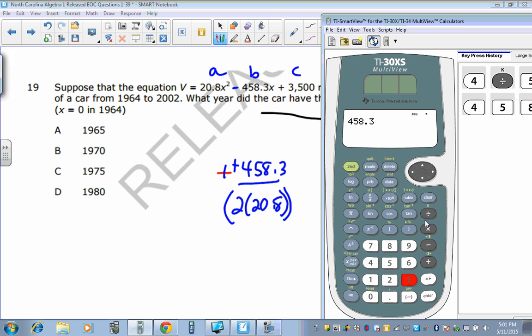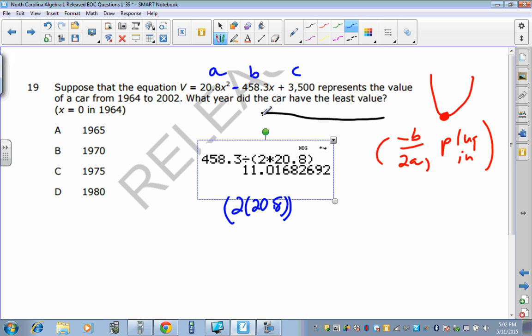$458.3 divided by, and I need parentheses because I got more than one thing, 2 times $20.8. Close that parentheses, press enter. Okay, and we get 11 years from zero.